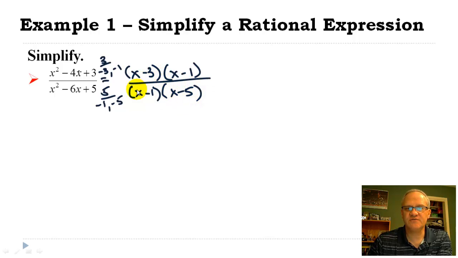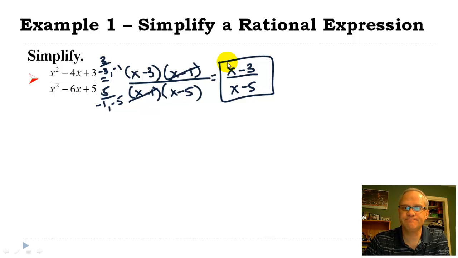Now notice, once we've got it factored down, we've got a whole parentheses times another whole parentheses, and same thing on the bottom. So now if you notice, they both have an x minus 1 in the parentheses, and those whole parentheses can cancel out, and we're left with x minus 3 over x minus 5. And that would be our answer.